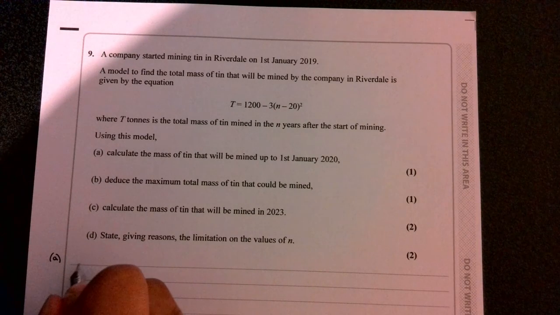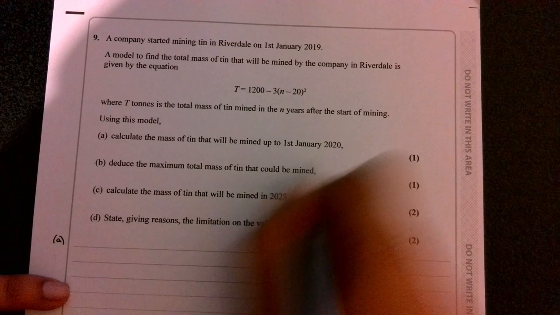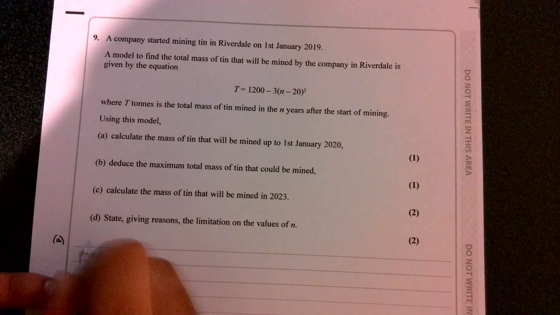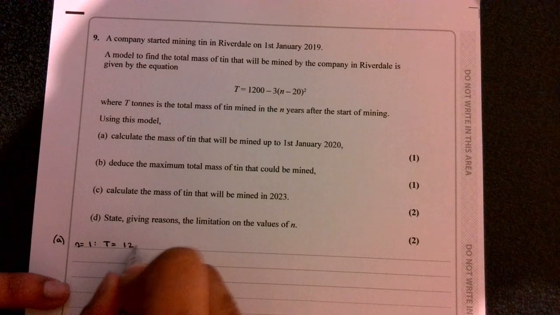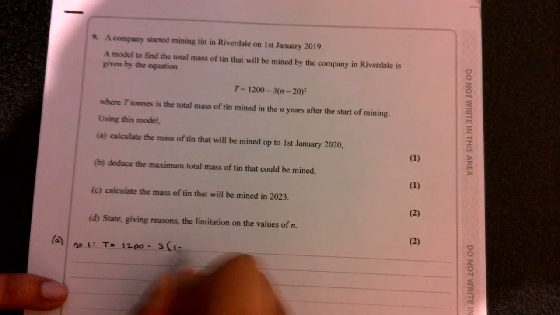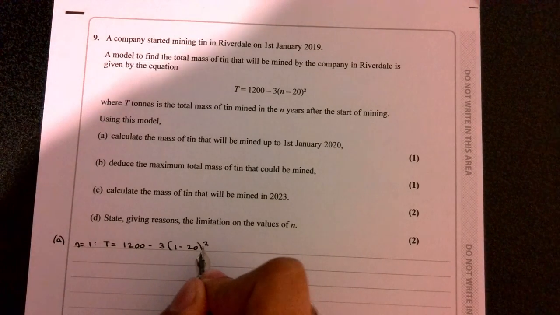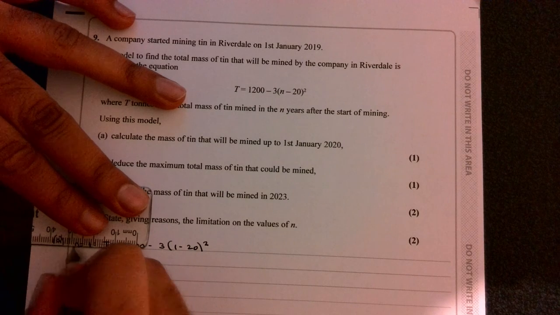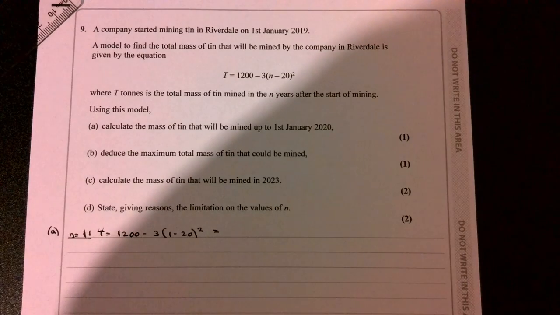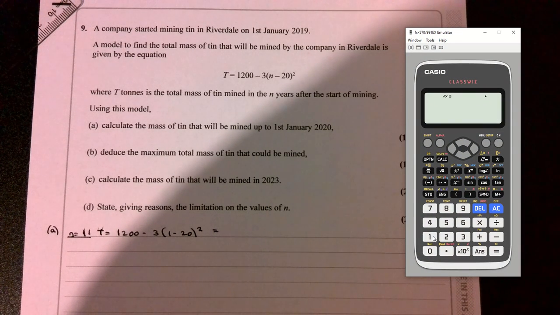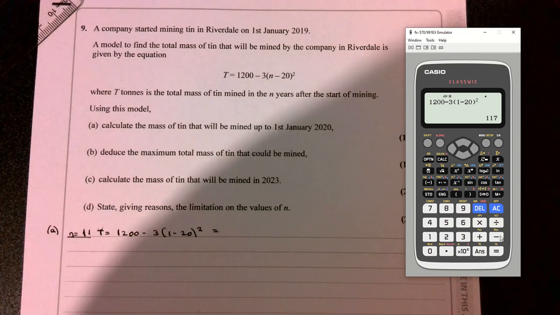For part A, we simply substitute in n equals 1 into this formula. So we have T equals 1200 minus 3 lots of (1 minus 20) squared. So if we work this out, let's grab our calculator. We have 1200 minus 3 lots of (1 minus 20) squared. We end up with 117 tons.